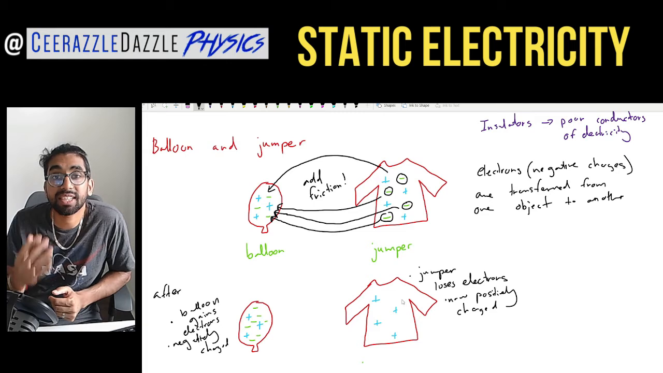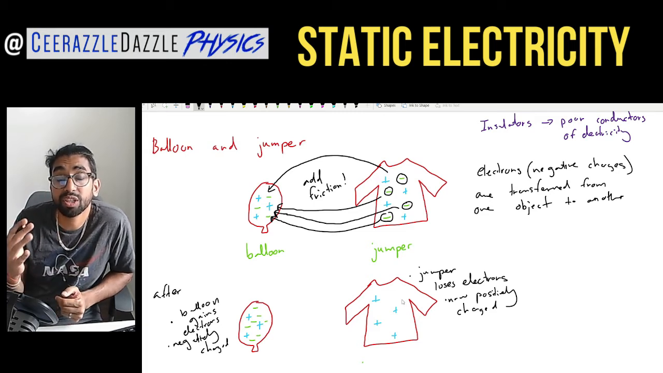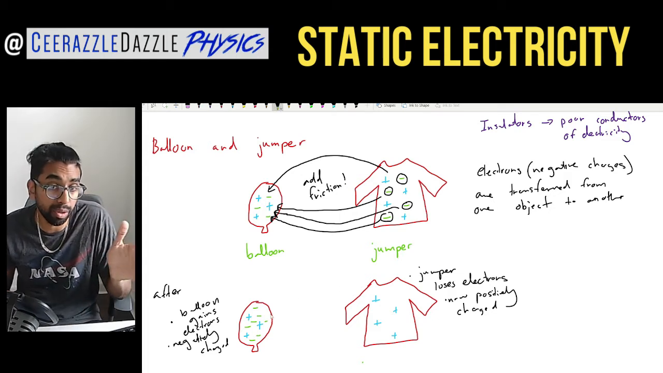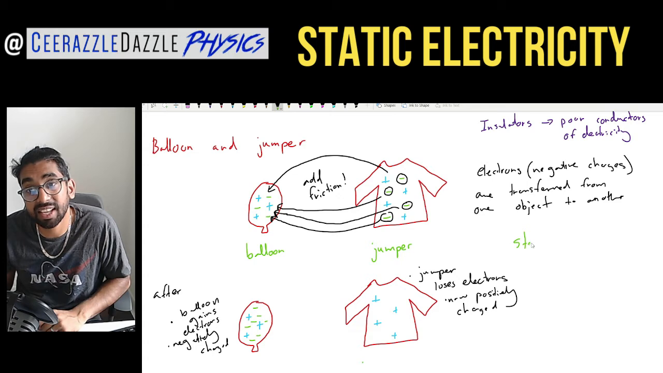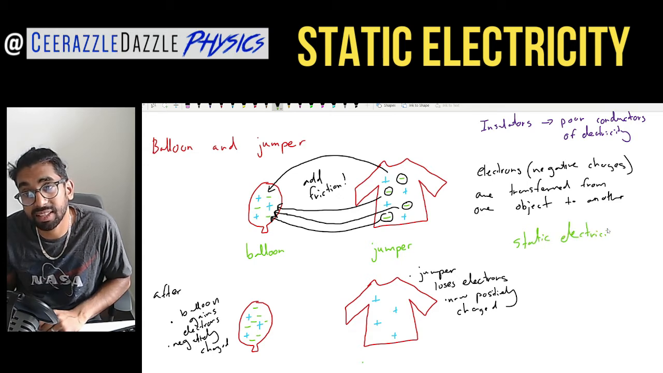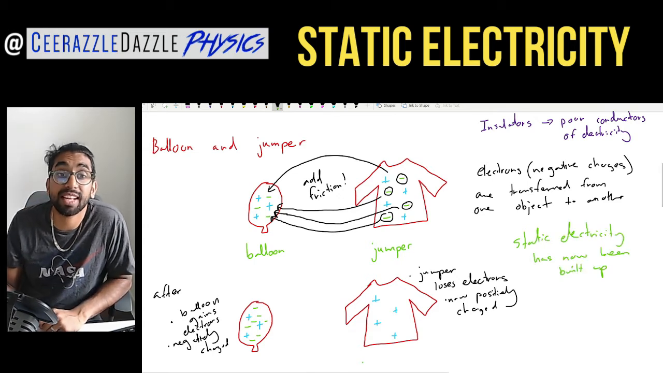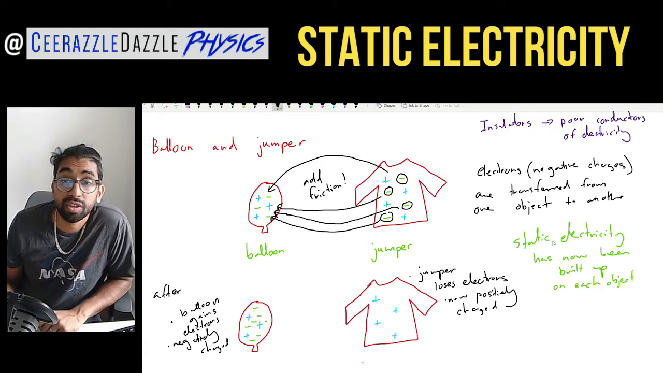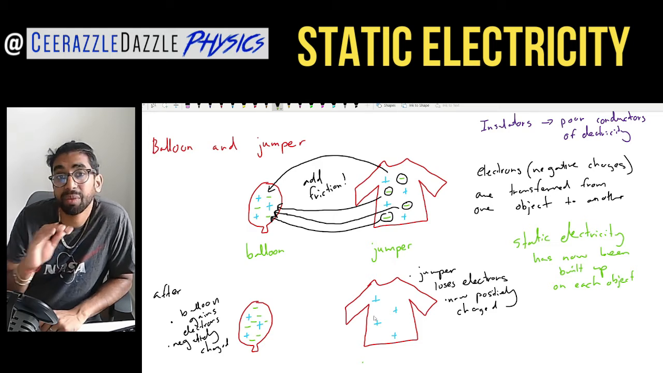This is called static electricity. The reason why is because the charge can't flow. So static electricity has been built up on the balloon and the jumper. Static electricity has now been built up on each object, guys. Fantastic. Make sure we're happy with that.